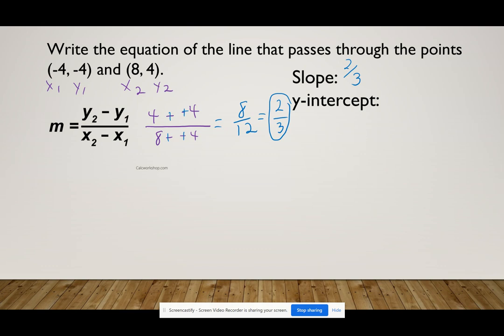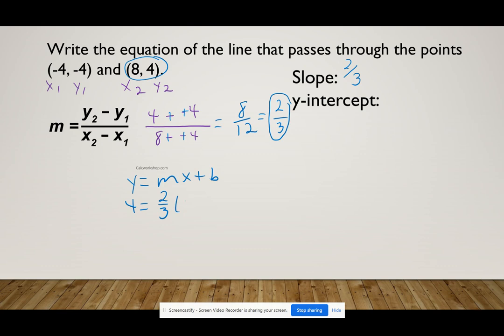Now we have to find our y-intercept. Again, you get to choose whatever ordered pair you like. I don't like the negative, so I'm going to go with (8, 4) this time. And we're going to plug them into y equals mx plus b. So my y value of that point is 4. My m, or my slope, we figured out was 2/3.